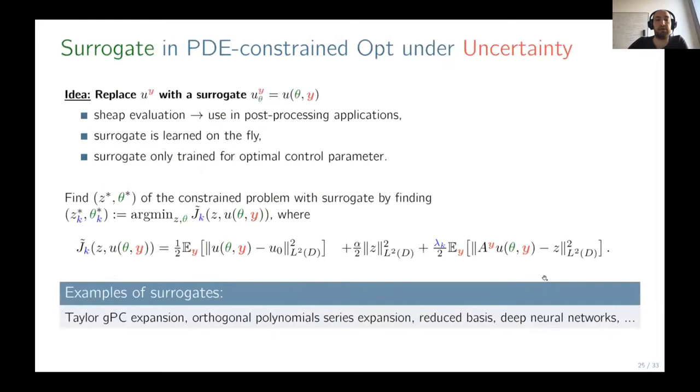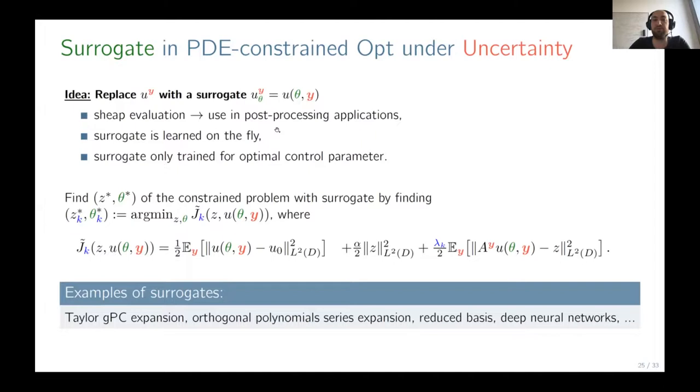Okay, but similar as before, in this one-shot formulation, instead of solving this whole problem in an infinite dimensional space, we just plug in again a parametric representation of our PDE solution, which in this setting is kept very general, so just some function depending on finite dimensional parameters. And the advantage here should be that we can evaluate this surrogate model cheaply, so we could use it in post-processing applications, for example. We learn the surrogate model on the fly. So while solving the whole constrained optimization problem, we also learn the surrogate model.